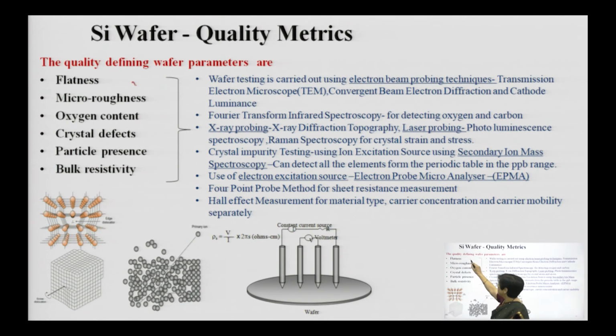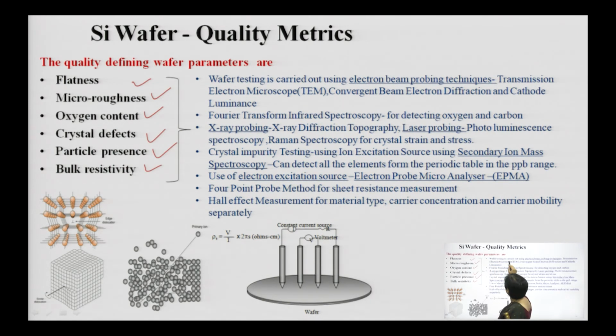First is the flatness, second is micro roughness, how much oxygen is contained, what the crystal defects are, whether any particles are present, and what the bulk resistivity is. These parameters can be evaluated using different processes, different techniques which are available. Now, what are those techniques? One by one we will see.